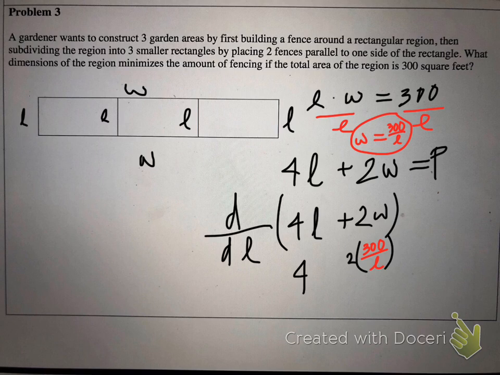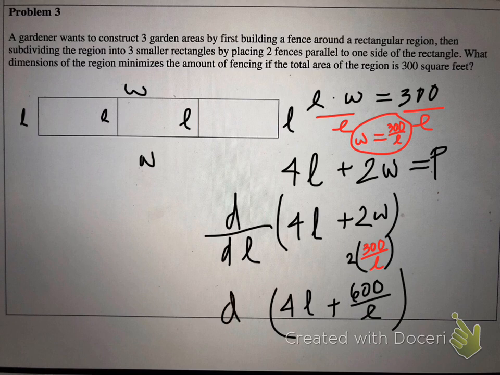Let me go ahead and erase this. So now we have 600 over L plus 4L, and we want to find the derivative of that. Sorry, that looks like 2 D's. D with respect to L. Okay, so we said that the derivative of 4L is just 4.